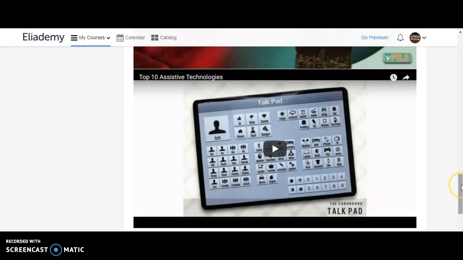And then here we have a video that explains the top 10 assistive technologies that are available today. Things like a talk pad that allows people with cerebral palsy to look at pictures and words, and it allows the computer to speak for them. They have different types of recorders, different types of eye devices that will track their eye movement and understand what they are trying to communicate as well as record.